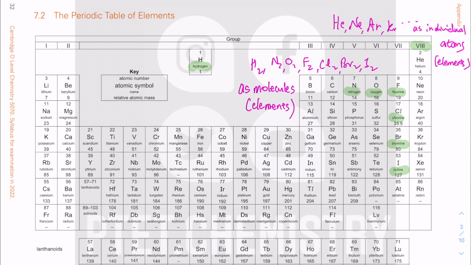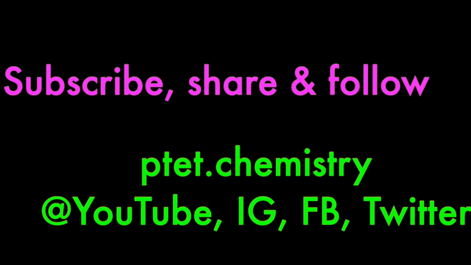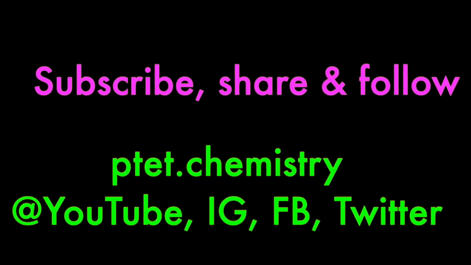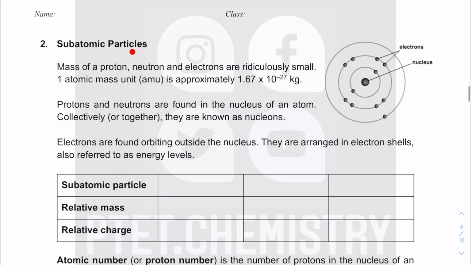We'll come back to this periodic table in a little bit. In terms of the subatomic particles, the syllabus says you must know that the nucleus is at the center of an atom. What does the nucleus contain? The nucleus contains the protons and the neutrons, together called nucleons. When you see the term nucleons, it refers to whatever is in the nucleus.